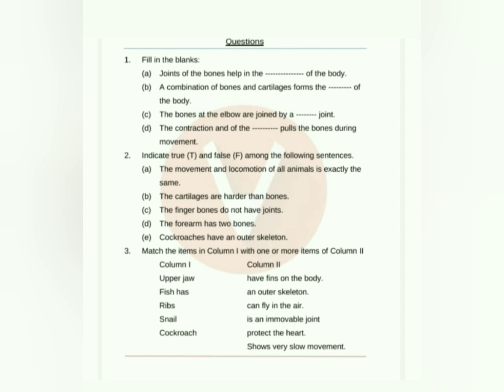Indicate true or false among the following sentences. First one is, the movement and locomotion of all animals is exactly the same. We learned gaits of animals. In that, we saw various animals: earthworms move by muscles, snails also move by muscles and have an outer skeleton, cockroaches have an outer skeleton, and fish have an internal skeleton.